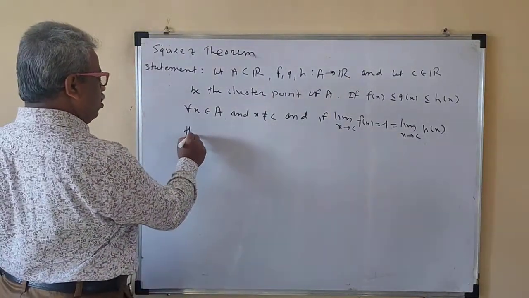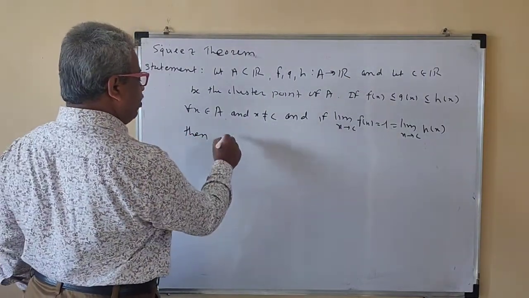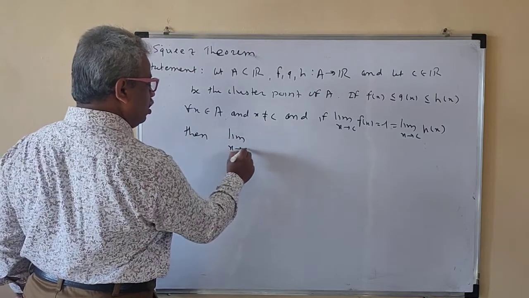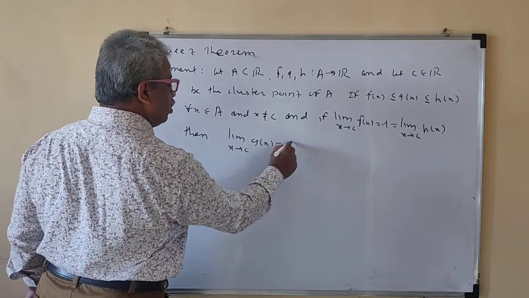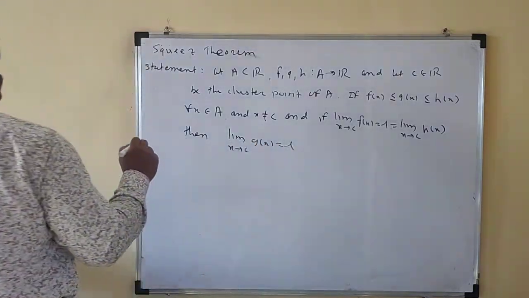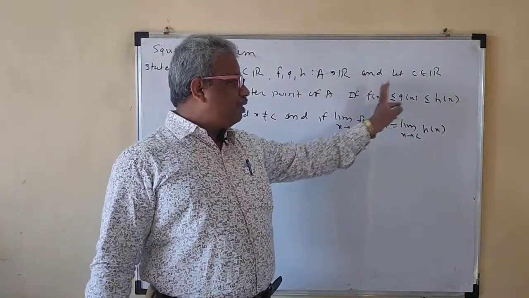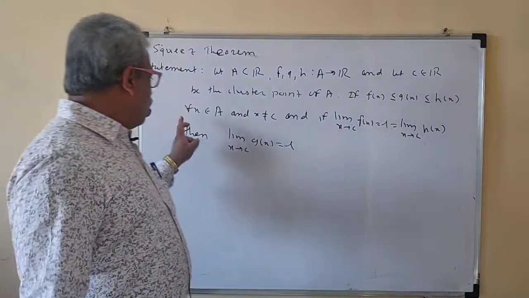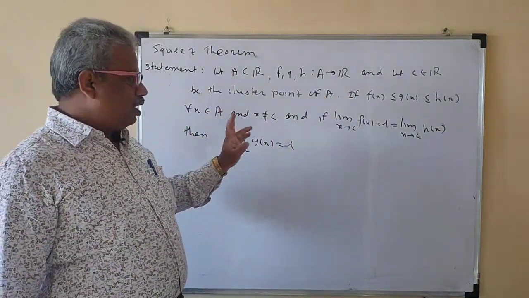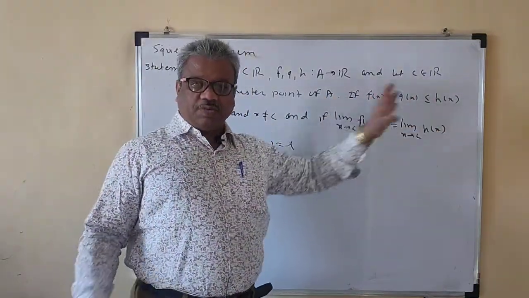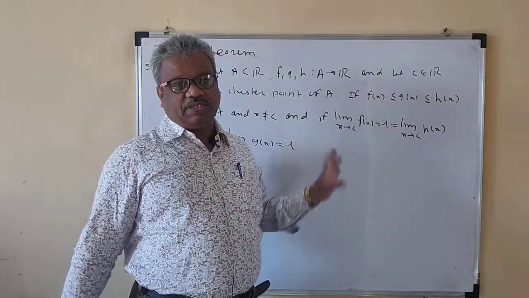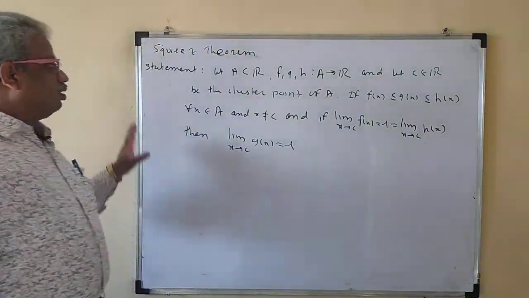Then the limit as x tends to c of g of x is also n. So that means what? If a function g of x lies between f of x and h of x for all x belonging to A and x is not equal to c, and if the limits of f of x and h of x are the same, then the limit of g of x is also the same, n. This is the squeeze theorem.